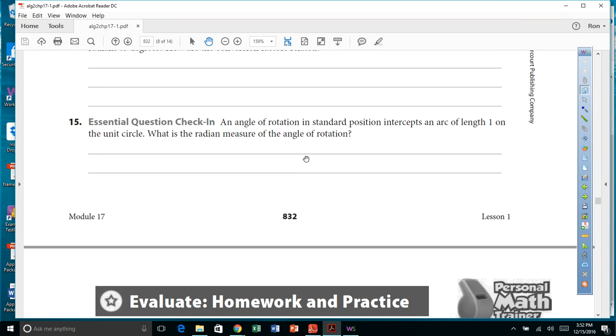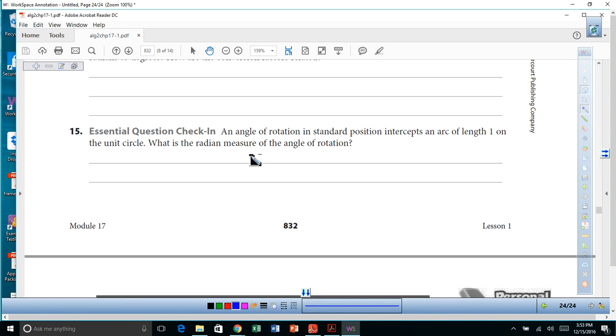Essential question check-in. An angle of rotation in standard position intercepts an arc of length 1 on the unit circle. What is the radian measure of the angle of rotation? It would be 1 radian. Okay. The angle of rotation that intercepts an arc whose length is 1 on this circle has a measure of 1 radian.